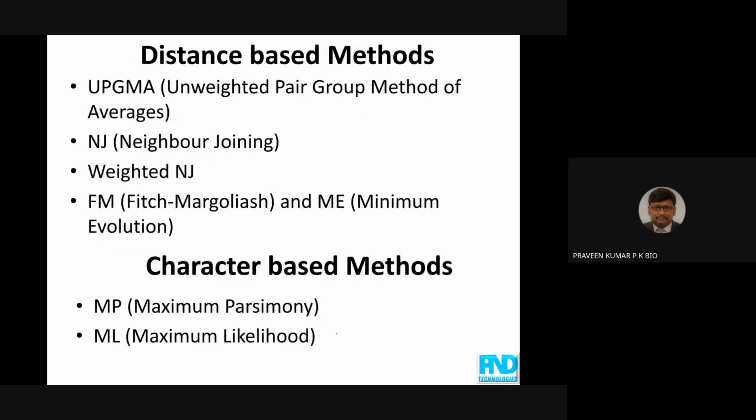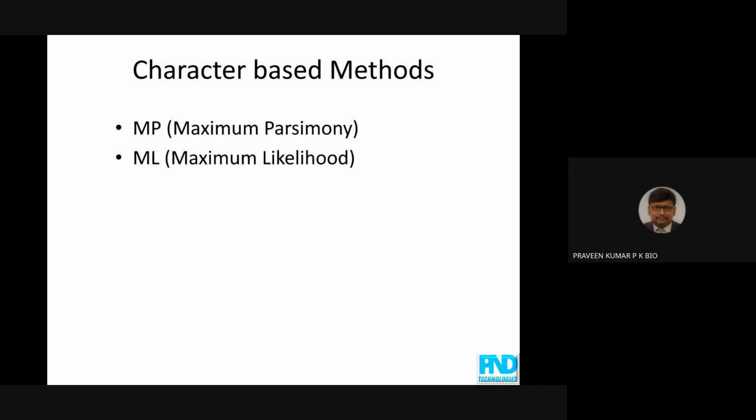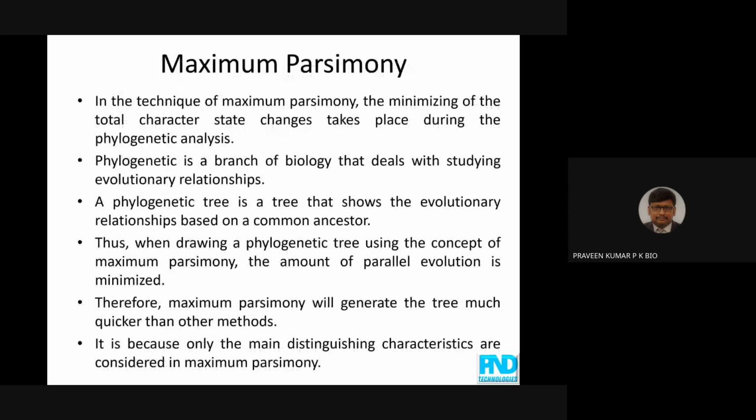Okay. Now let me go with this distance based and character based whatever we discussed. So which is left out, weighted neighbor joining and Fitch Margoliash is also a distance based method. But in character based methods, we have maximum parsimony and maximum likelihood.